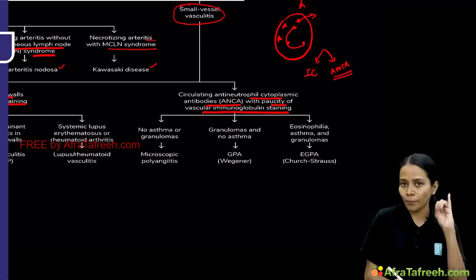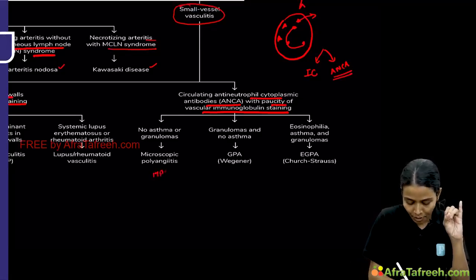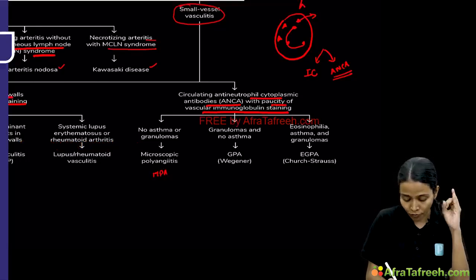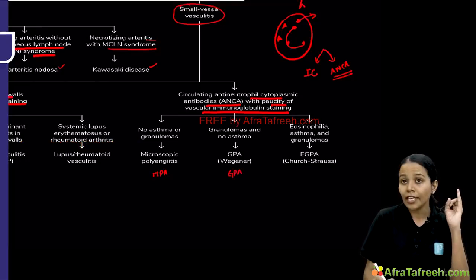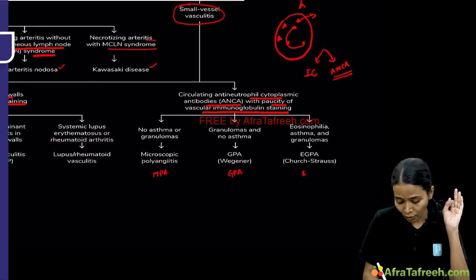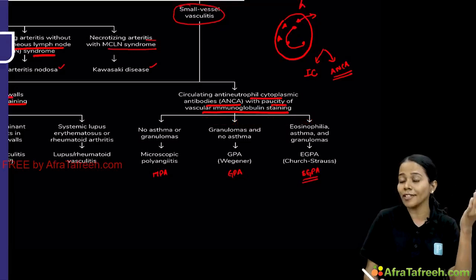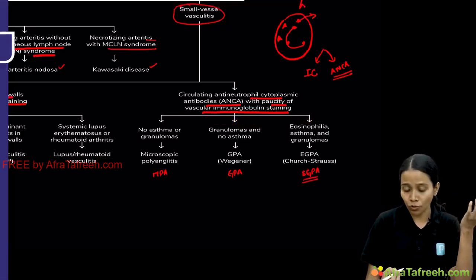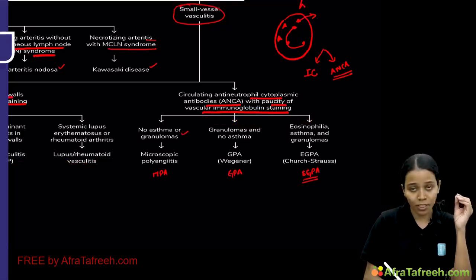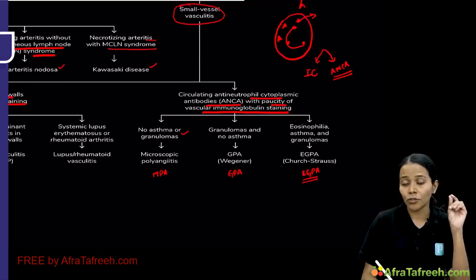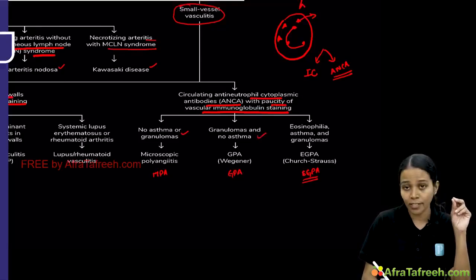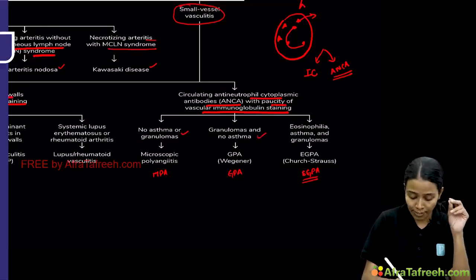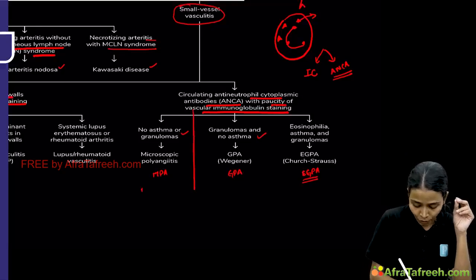Which are microscopic polyangiitis, MPA, granulomatosis with polyangiitis, GPA, which is commonly called Wegener's, and EGPA, eosinophilic granulomatosis with polyangiitis, which was called earlier Churg-Strauss. Okay, so it is divided into three conditions. So what are the features in microscopic polyangiitis? There is not going to be any asthma, or any granuloma. Whereas in GPA, granulomatosis with polyangiitis, there are going to be granulomas, but there is not going to be any asthma. So that is a difference. Okay, in MPA, you are going to see no granulomas.